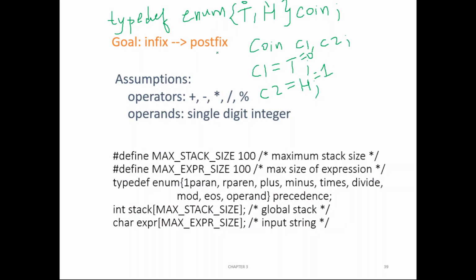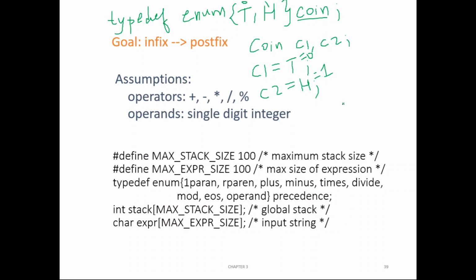Another application is to store weekdays: Monday, Tuesday, Wednesday, Thursday, Friday, Saturday, Sunday. You can store them in an enum, Monday comma Tuesday comma Wednesday comma Thursday comma Friday comma Saturday comma Sunday, and you can name it weekdays. Now weekdays is a data type. You can create a variable for weekdays, like weekdays day1. So day1 is a variable of type weekdays. Now you can assign day1 is equal to Saturday.